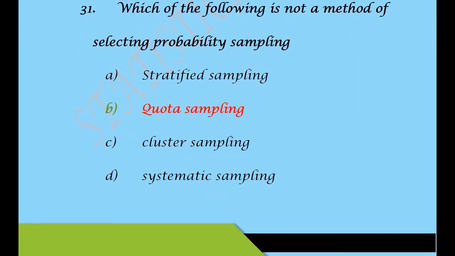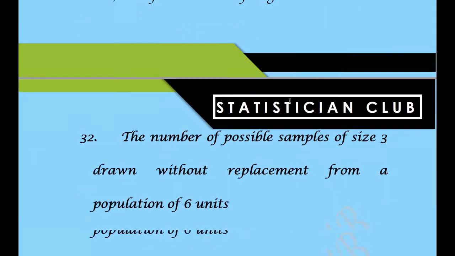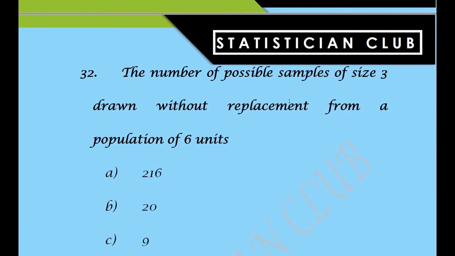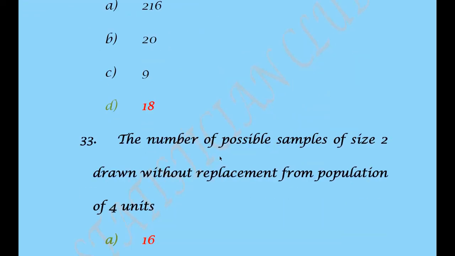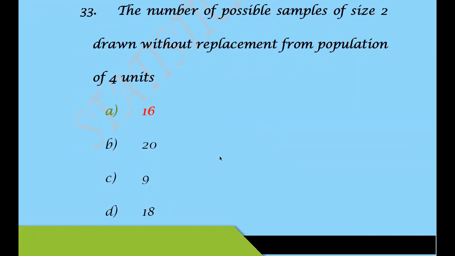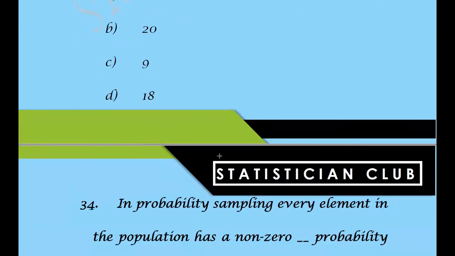Which of the following is not a method of probability sampling? Quota sampling. Quota sampling is not a method for selection of probability sampling. The number of possible samples of size 3 drawn without replacement from a population of 6 units: the answer is 18. The number of possible samples of size 2 drawn without replacement from a population of 4 units: the answer is 16.